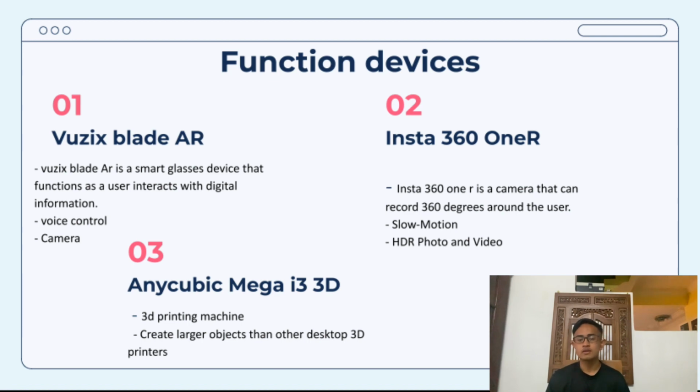The last device is Anycubic Mega i3 3D. Anycubic Mega i3 3D is a 3D printing machine. It is a machine that can print 3D objects exported from the desktop to the machine. The printer has a large build volume of 210 times 210 times 205 mm, allowing users to create larger objects than other desktop 3D printers. That's all from me.